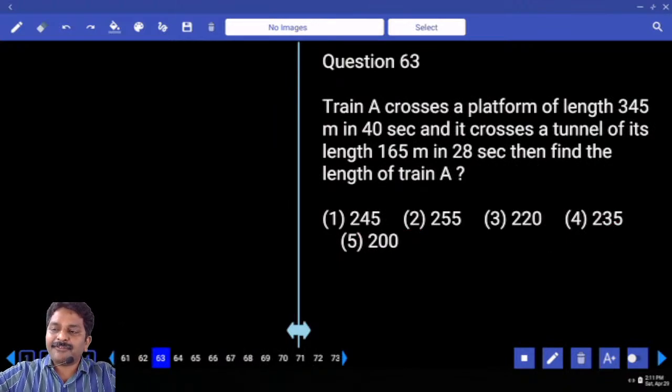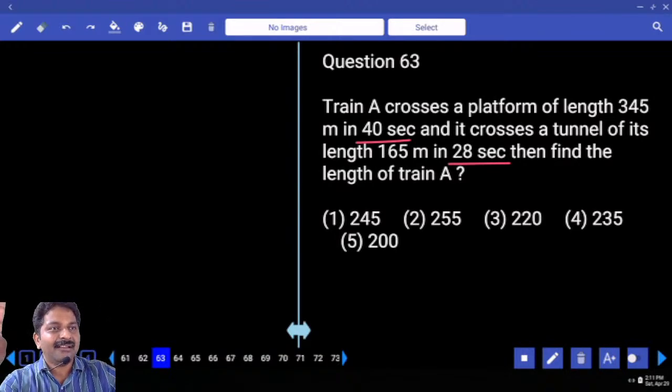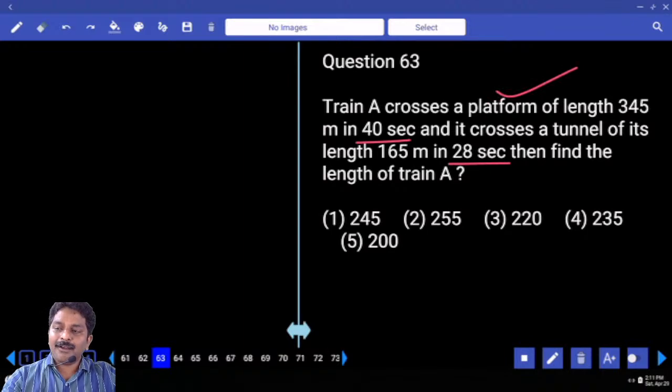Train A crosses a platform of length 345 meters in 40 seconds and it crosses a tunnel of length 165 meters in 28 seconds. Find the length of the train A. What is the time taken in the first case? Second case 28. What is the time difference? In both cases we have speed for only the train, right? Neither the platform nor the tunnel will have any speed. So there is only one speed acting in both cases. Agreed or not? And what is the time difference?